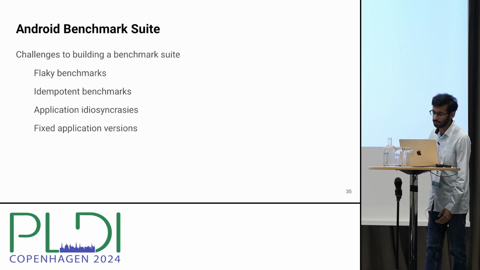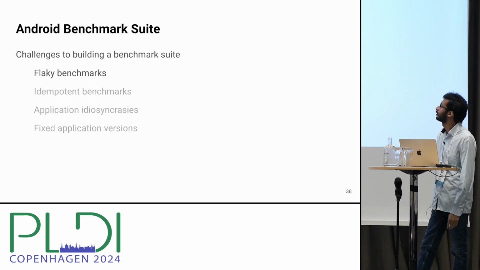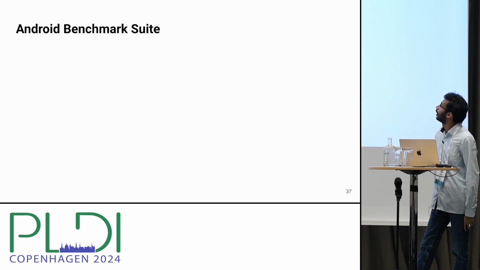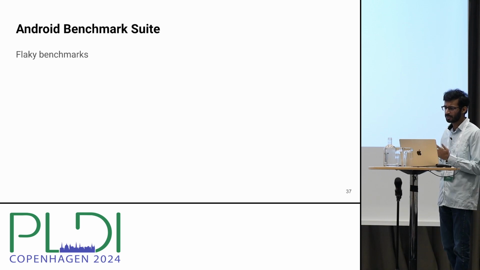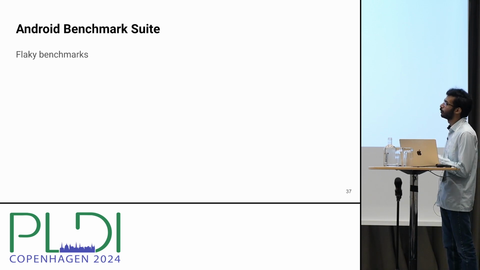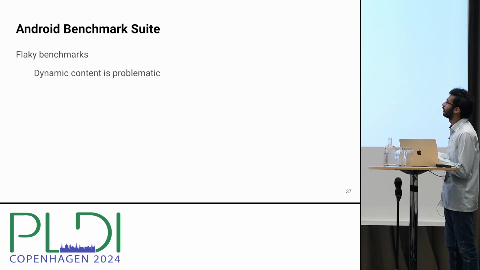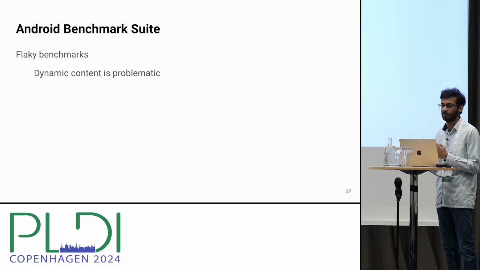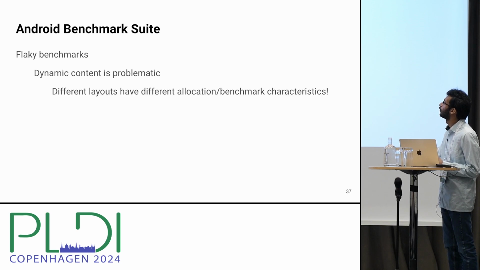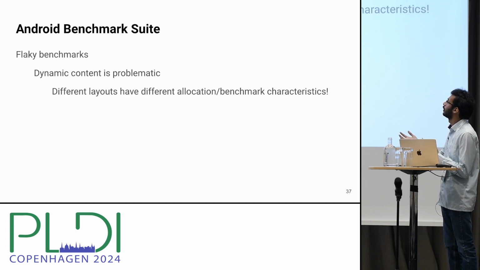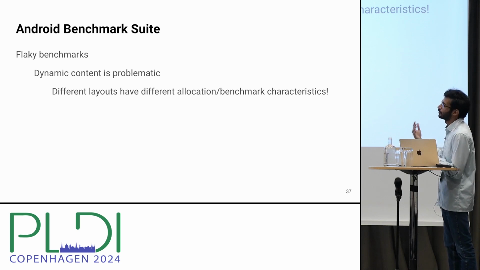We faced many issues when trying to build this suite, but in the interest of time, I'll only go with this one. Benchmarking can still be quite flaky even when we're using UI Automator, because dynamic content displayed by applications like Facebook and Twitter is actually quite problematic. That is due to different layouts potentially having different allocation behavior or benchmark characteristics.